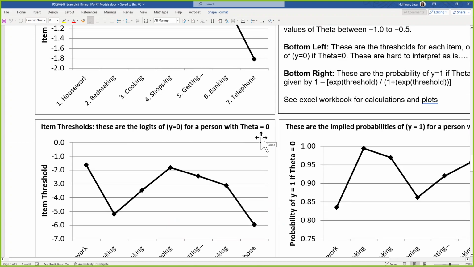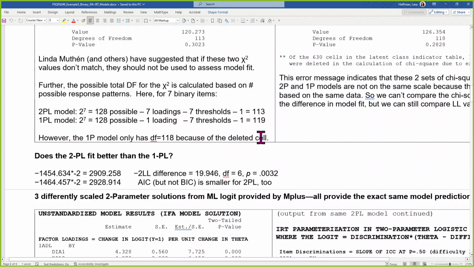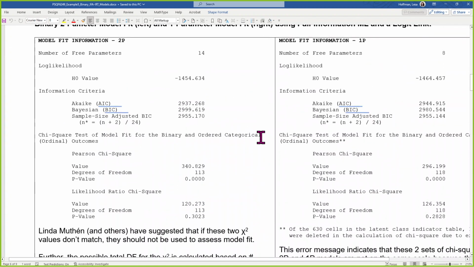Now the other game in town. How do I know if this model is any good? Here's all I have for fit right here. Do I have anything that tells me whether this model is actually fitting unidimensionally? All I have is the log likelihood for my model, how tall it is. I've got nothing to compare it to.